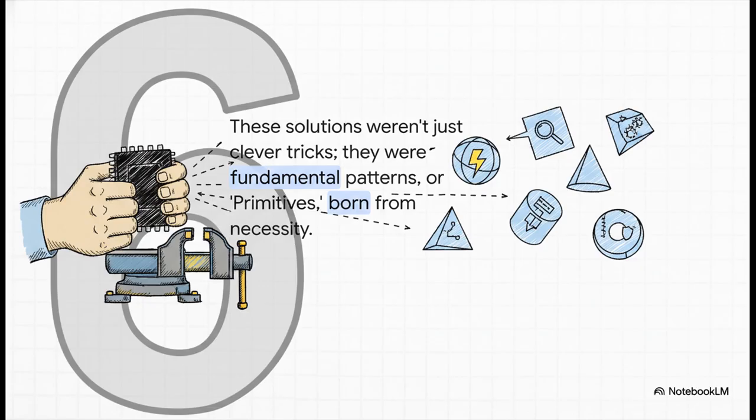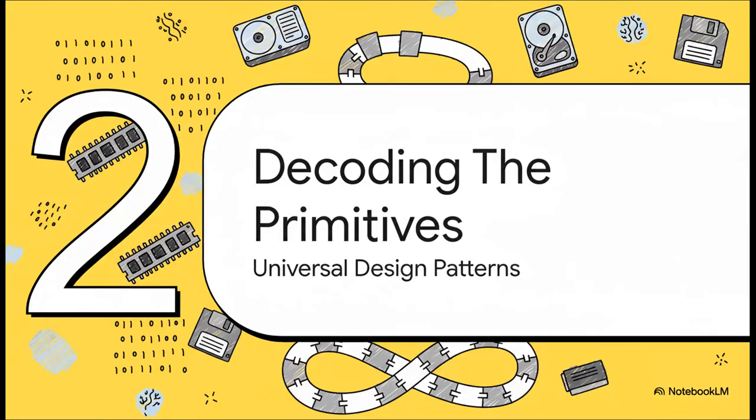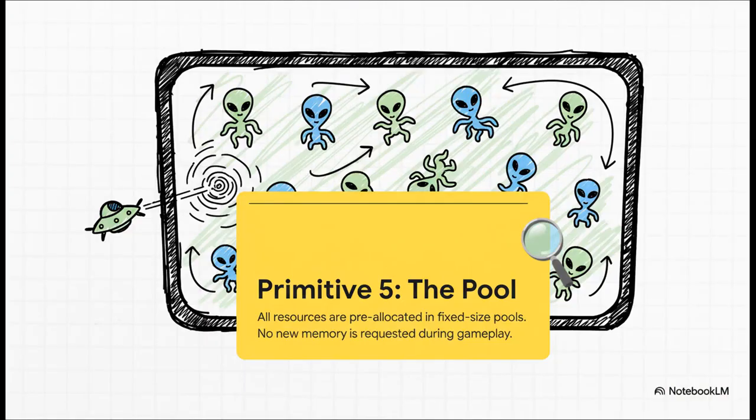A set of super efficient patterns emerged that the guidebook calls the 6 primitives. These weren't just trends, you know? They were timeless solutions forced into existence by the physical limits of the hardware itself. So let's start decoding these primitives. We're going to kick things off with one of the most important ones, a pattern that deals with the most precious, the most scarce resource back then, computer memory. Meet primitive number 5, the pool.